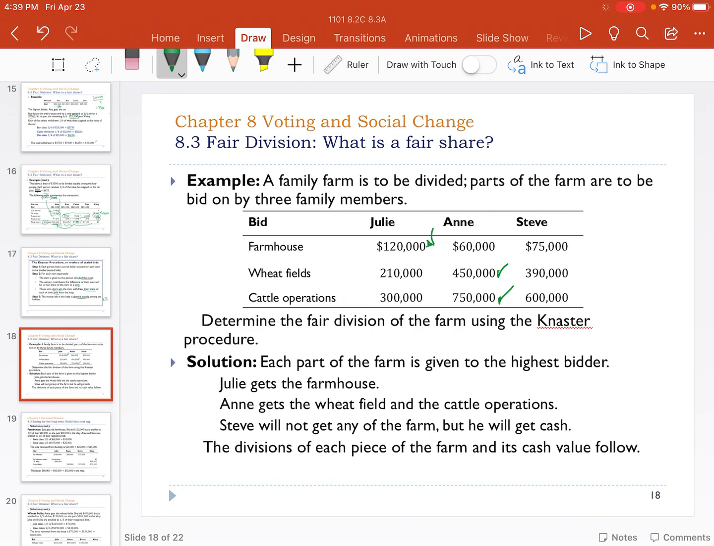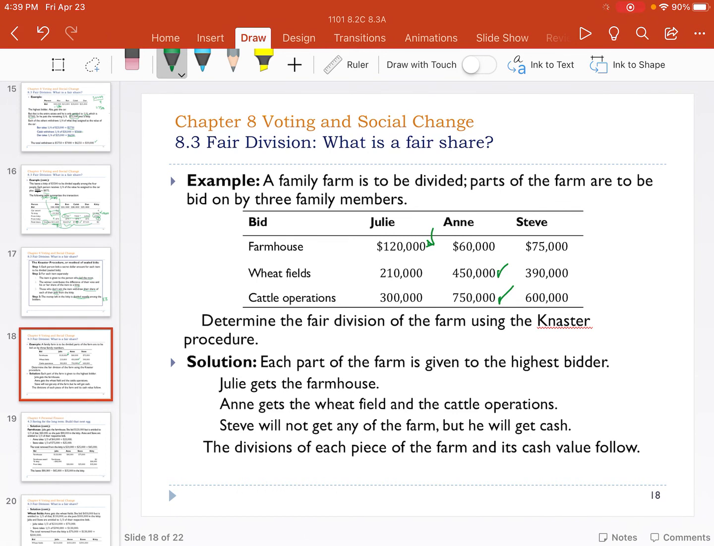And then comes the cattle operations. Ann once again is the leader with $750,000. Julie way underbid on that one. So right now, Ann has won the wheat fields and the cattle operations. Julie has won the farmhouse. So bottom line on this, Ann better have a lot of cash to make it good for the rest of them, to get as close to a third as possible.